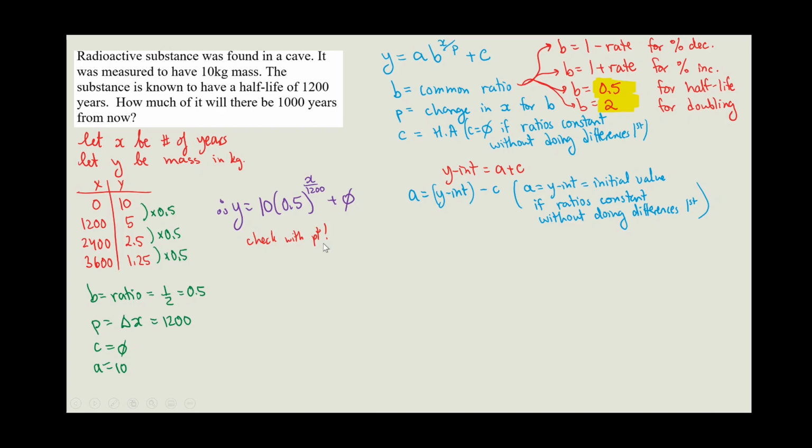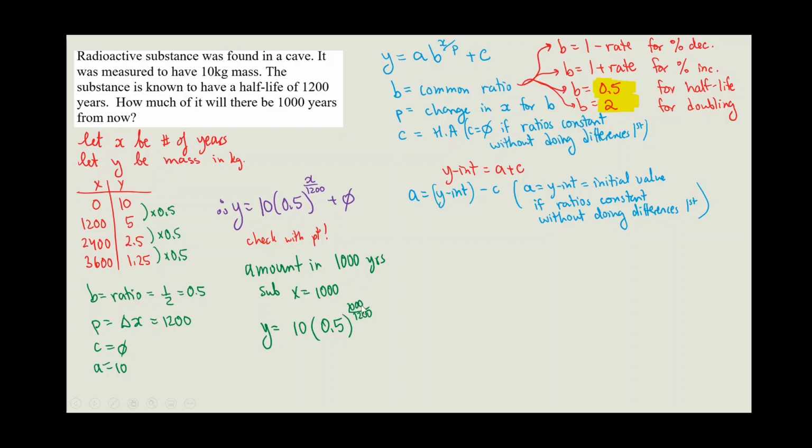I'll skip that. Lastly, we're going to find out how much of the substance will there be 1,000 years from now. So we're going to plug in. I lost one here. Let me fix. So we want the amount in 1,000 years. So I fixed my error here. The disappearing one is there now. You're plugging in 1,000 into the x.